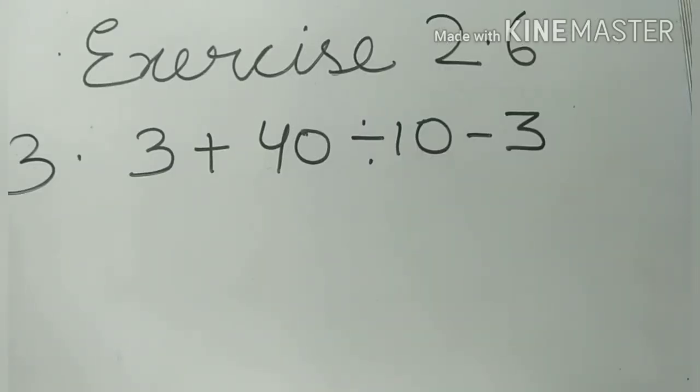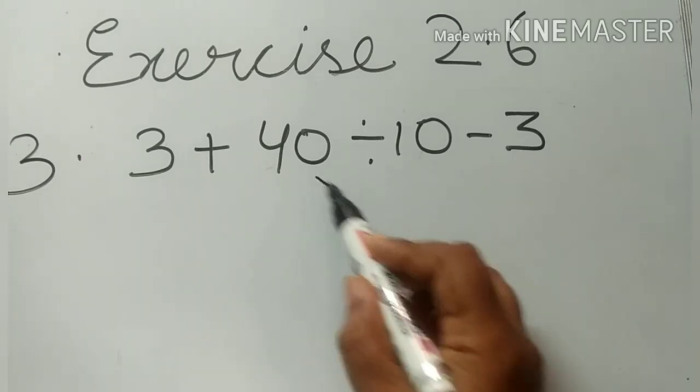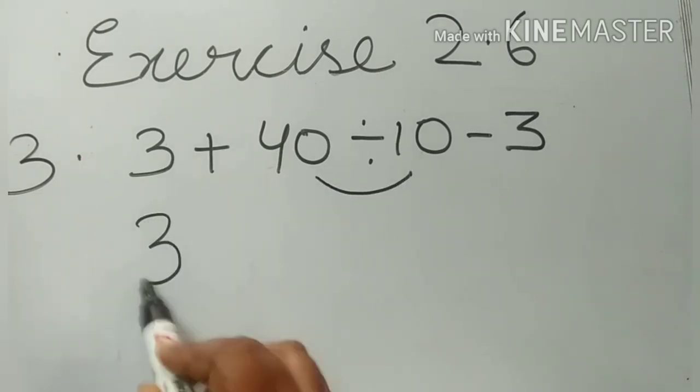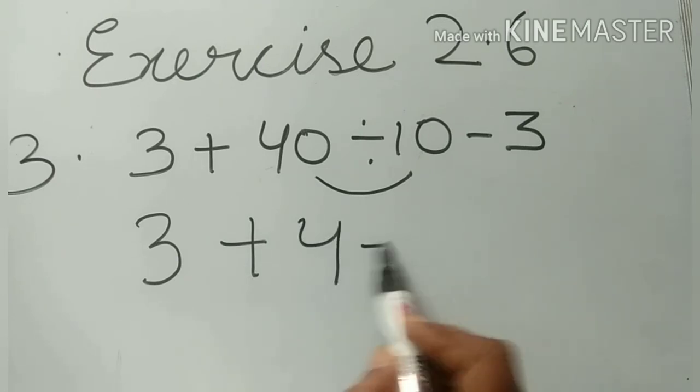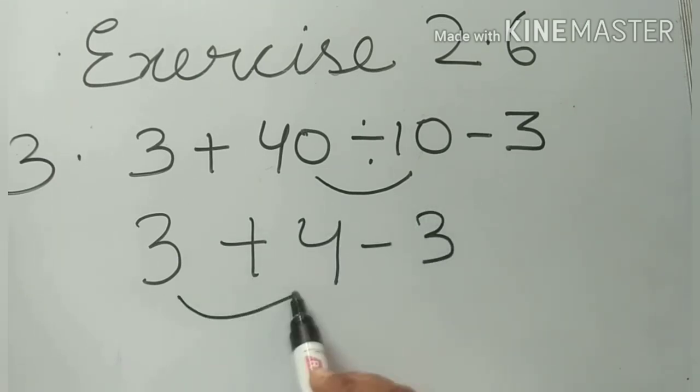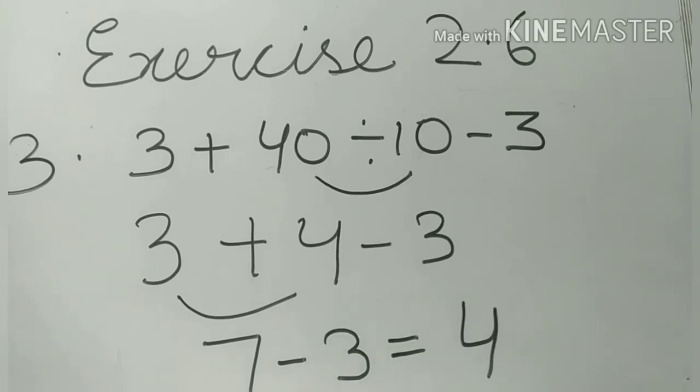Now third part is 3 plus 40 divided by 10 minus 3. So first we solve division. 3 plus 4 minus 3. Then add 7 minus 3. Final answer is 4.